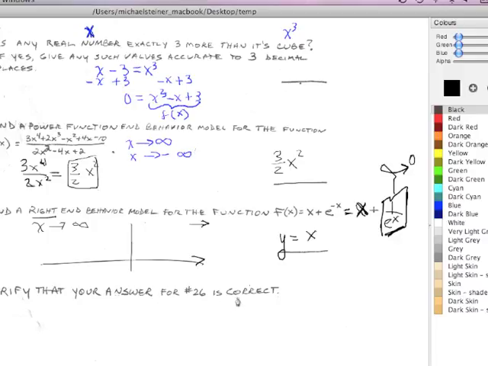Verify that your answer for number 26 is correct. I don't know. I think I just did. Oh, maybe that means to graph it, and maybe resize the window. I'll have to get back to you on that one.